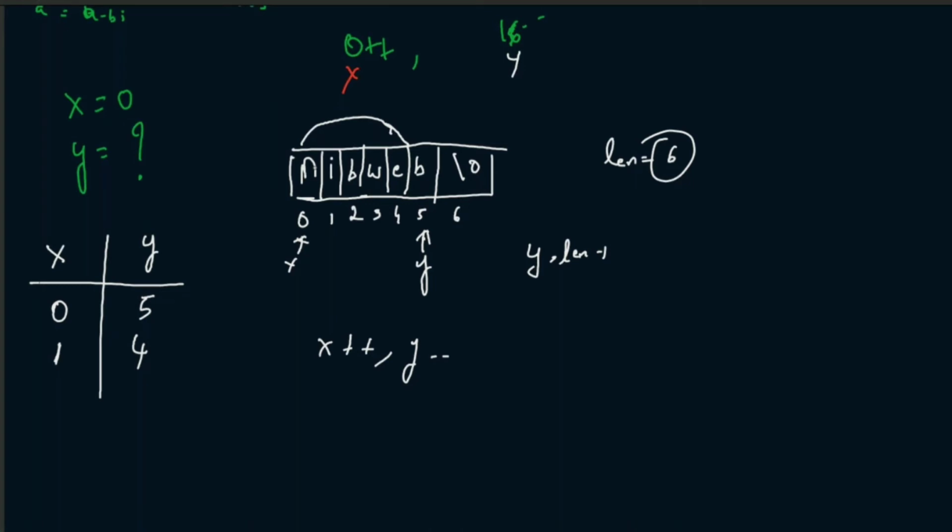Now whatever you have at 1 and 4, you need to swap it, right? So 1 and 4 will get swapped. Done, guys. After that, again x plus plus, x will become 2, y will become 3. Now do you want to swap this 2 and 3? Yes, you can swap it, right? So again, x plus plus, x will become 3, y will become 2. Do you want to swap it, guys?